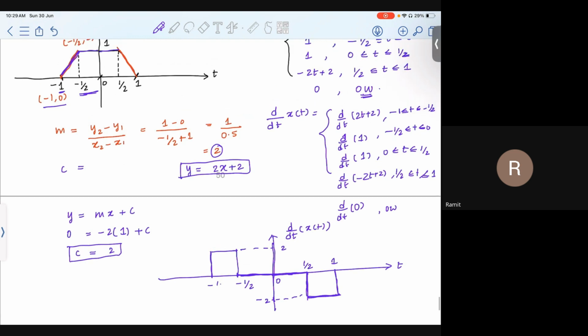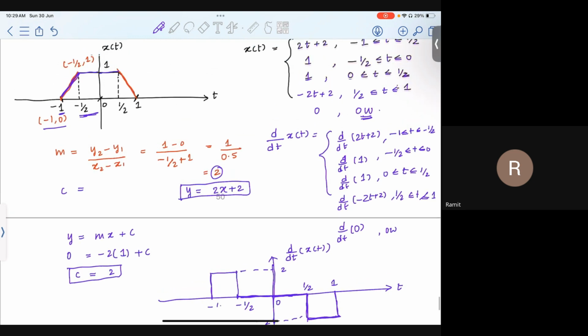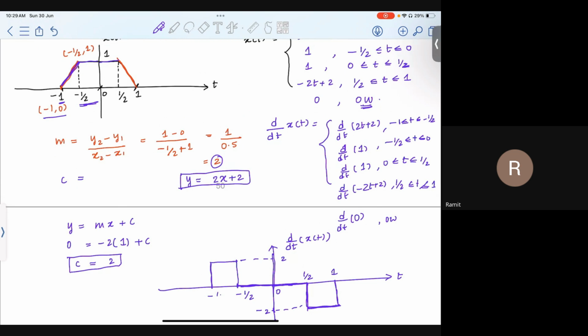Suppose you are given this trapezoidal function x of t, which is defined like this. Then the derivative of the function you can find using these steps, and the final derivative would be like this. So this is how you have to do it. I hope it is clear. Any more questions with respect to calculating the derivative of the function?